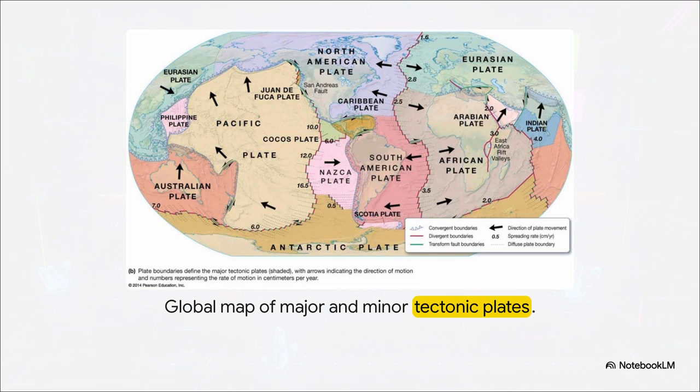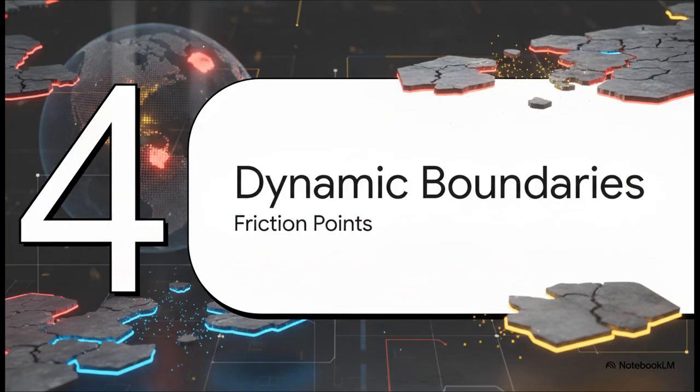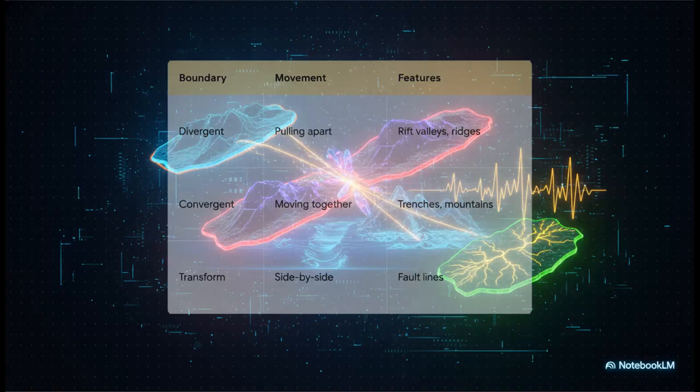Basically, about as fast as your fingernails grow. Section 4. Earth's dynamic boundaries. Now, if you've got giant puzzle pieces moving around a sphere, they're obviously going to crash into each other, scrape past one another, or pull apart. They interact in three main ways.